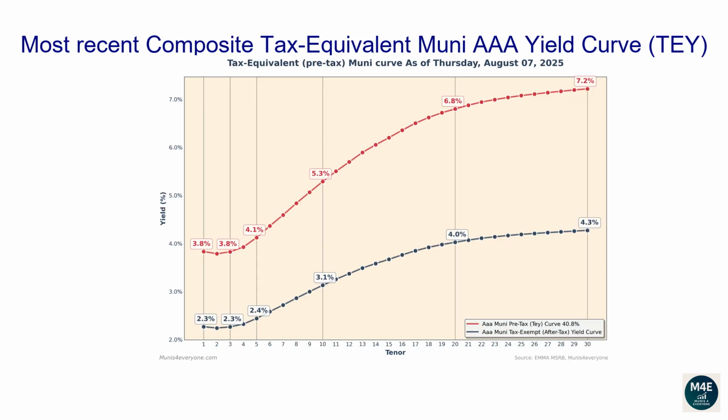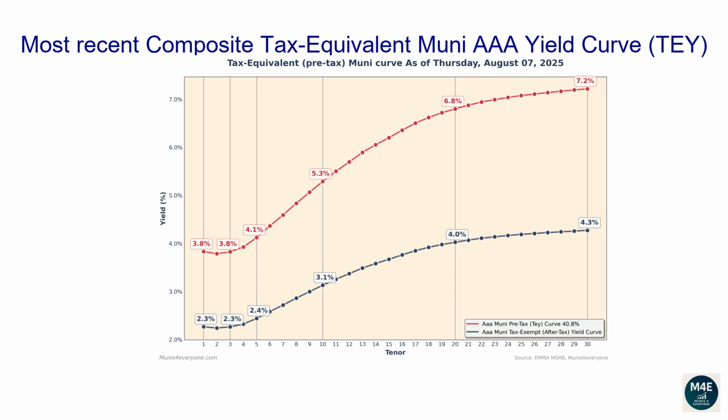Let's now go over the most recent composite tax equivalent Muni AAA yield curve. The following graph shows in red the tax-exempt after-tax yield curve versus in blue its tax-equivalent pre-tax version as of August 7, 2025, assuming a 40.8% top tax bracket. Why would you care to see the tax-equivalent version of the Muni yield curve? Let's first go over the pre-tax, aka tax-equivalent yield curve.